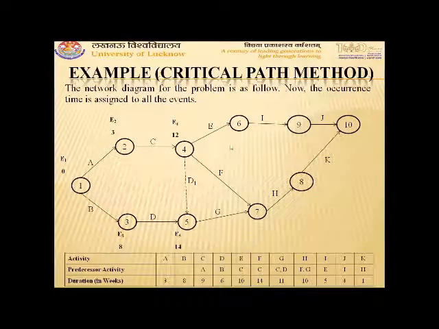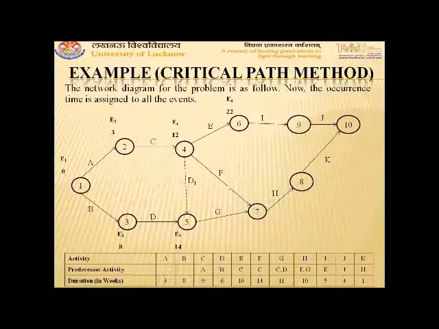E5 will be 14. Now come to E. Here there is only one activity E. So we add its duration to the occurrence time, that will give 10 plus 12, which is 22. So E6 will be 22.